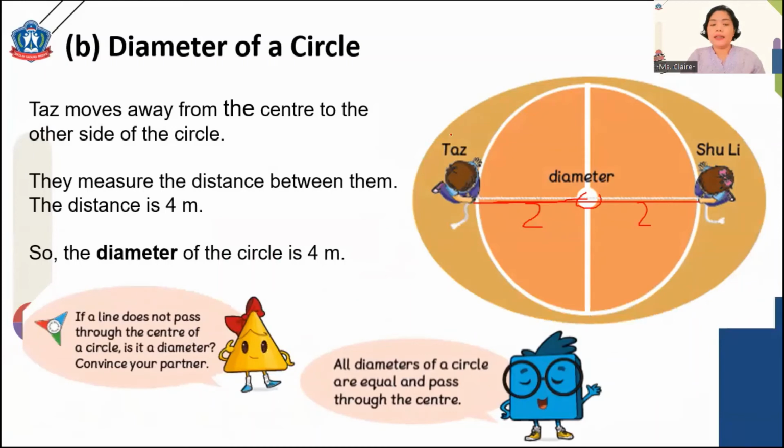If the line does not pass through the center of a circle, is it a diameter? For example, this one, is this a diameter? How about this? Is this a diameter? Okay, share your answers during our class.